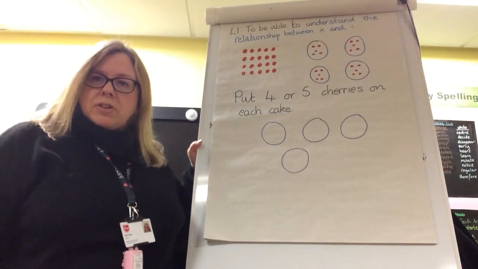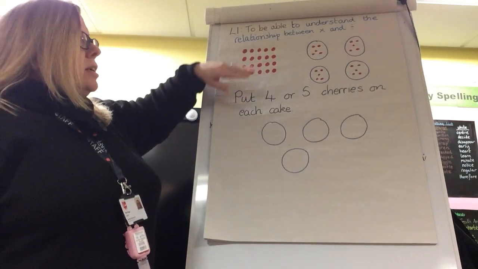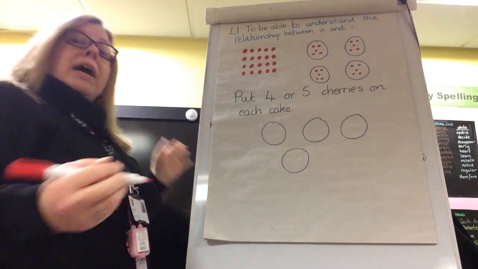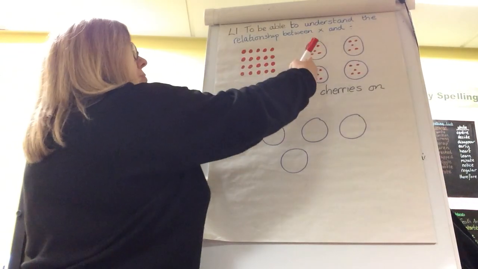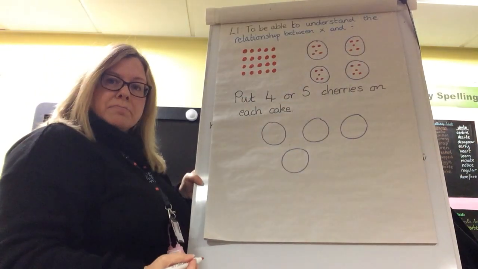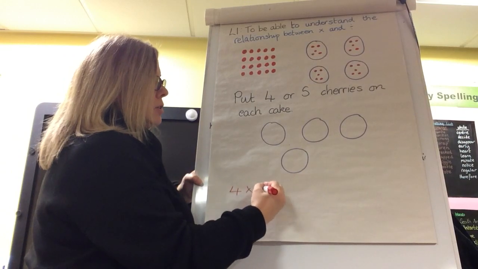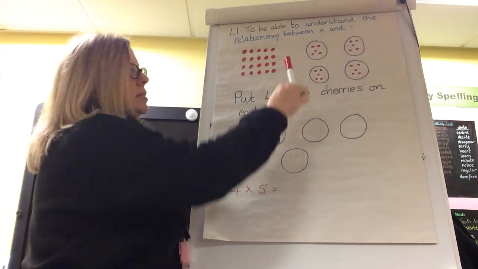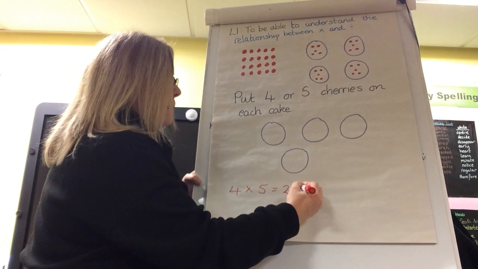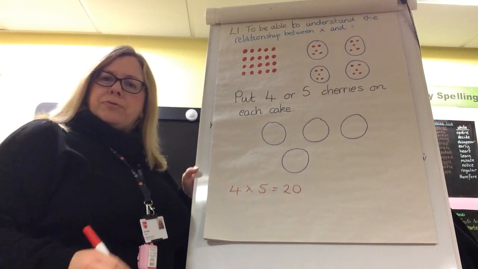Yeah, absolutely. So that's nice and easy, isn't it? So I have got 5 cherries on each cake. Now, if I wrote that down as a calculation, that would be 4 lots of 5. Would you agree? So we'd have 4 lots of 5 is 20, however many cherries we started with. Okay.